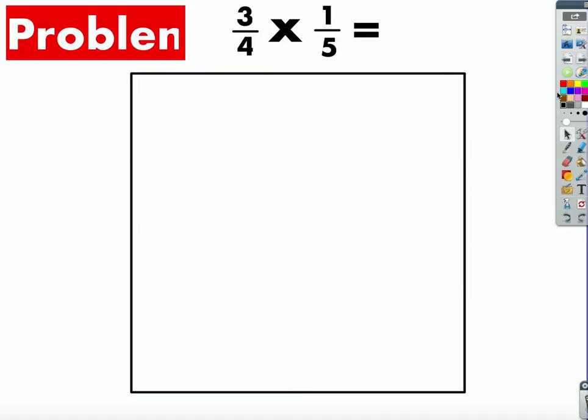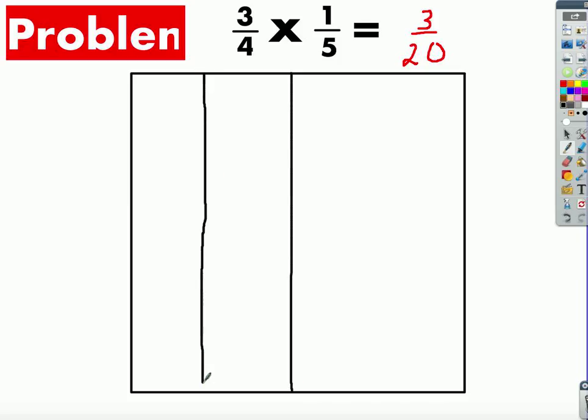Let's try another one. Okay, 3/4 times 1/5. All right, when we do the normal multiplication first, we just do top times top, bottom times bottom. These are both fractions, so it satisfies our rule. And that is 3/20. Okay, so the first fraction, 3/4, we're going to do up and down. Okay, so I start here, I'm going to cut it in half, and I'm going to cut each of my halves in half, and that would be fourths, just like that. And I'm going to color in 3 of them.